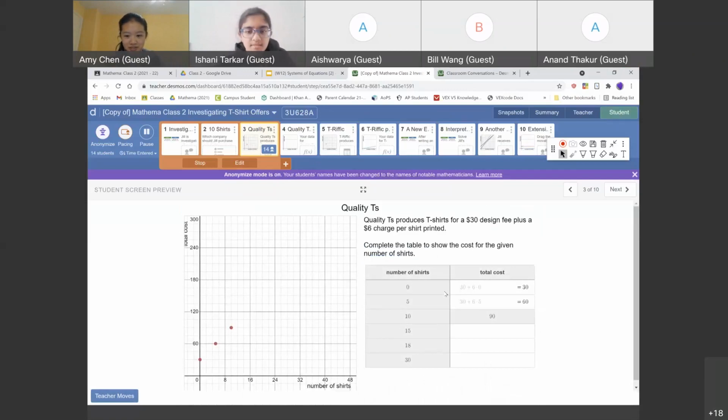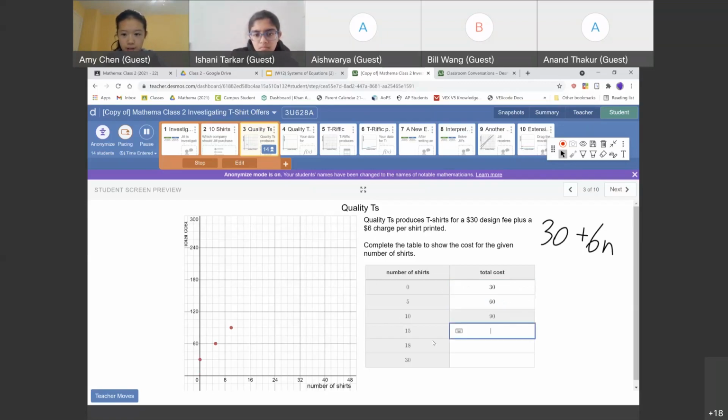Okay, so to fill in the table, we just plug in the number of t-shirts into the scenario. Quality Tees produces t-shirts for a $30 design fee, which means there's always going to be $30 plus $6 per each t-shirt. So let's call the number of t-shirts N. For 0 t-shirts, it would be a $30 design fee plus 6 times 0, so that would just be 30. Then for 5 t-shirts, it would be the $30 design fee plus $6 times the 5 t-shirts, so that would be 60.